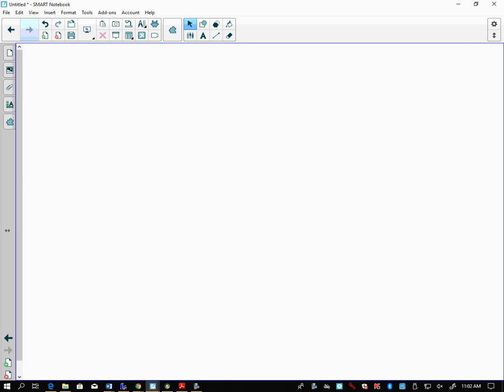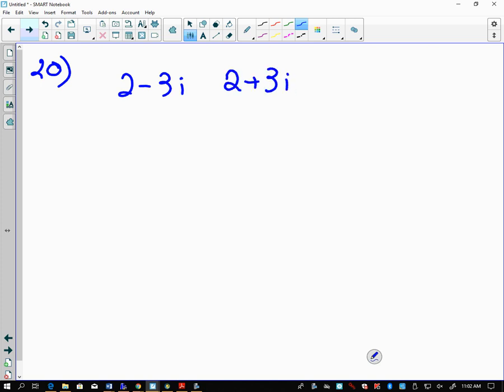All right, next one up is number 20. Write the quadratic equation with lead coefficient of 1 whose roots are 2 minus 3i and 2 plus 3i. Do you remember we talked about a rule a while back called the sum and product? The first step is we take 2 minus 3i plus 2 plus 3i. What happens with my 3i's? They cancel out, and I'm left with 4.